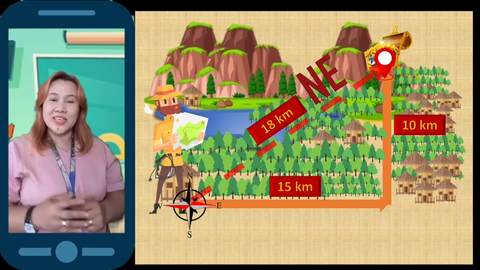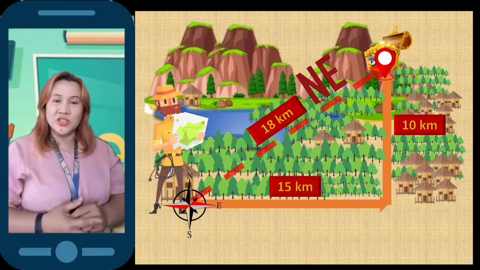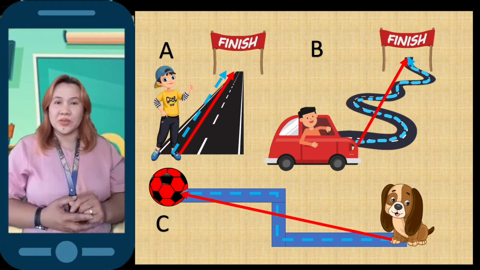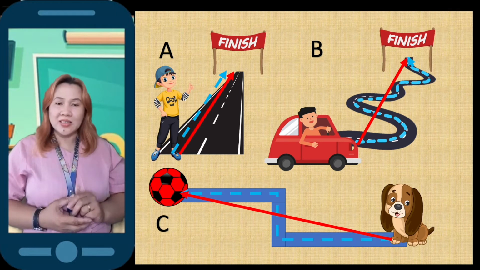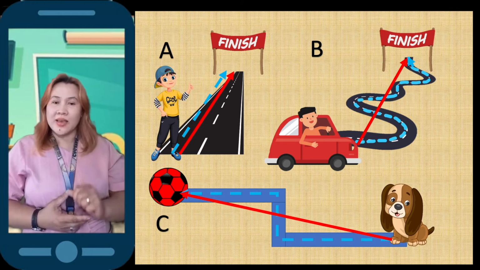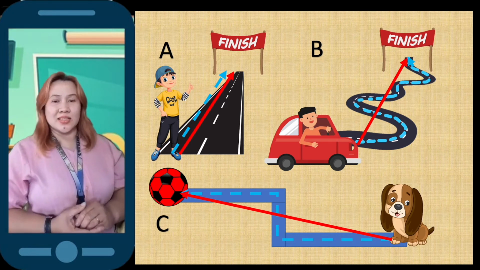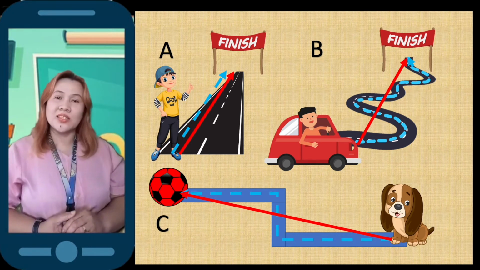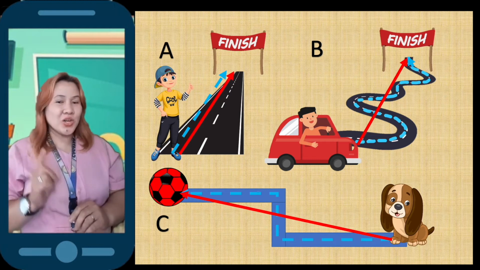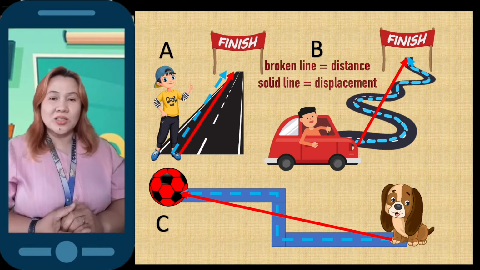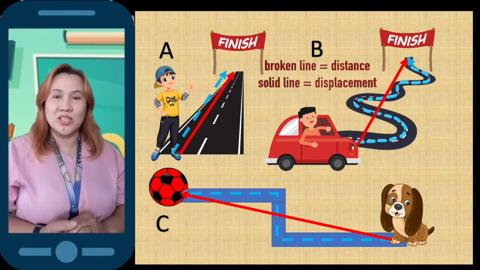Let us consider these figures and answer the following questions. Let us take figure A. Notice that there are two lines, the broken line and the continuous line. Which line represents the distance? Which line represents the displacement? Yes, you're right. The broken line represents the distance and the continuous line represents the displacement.